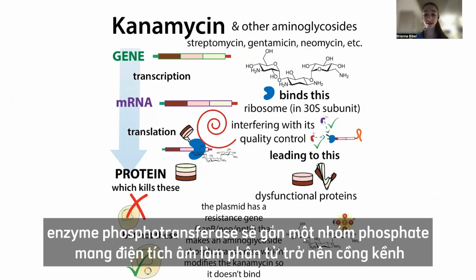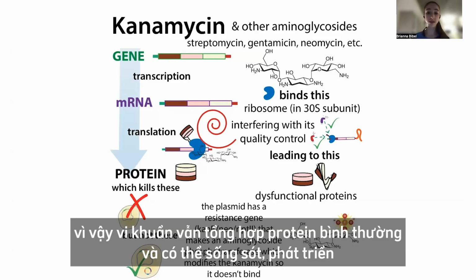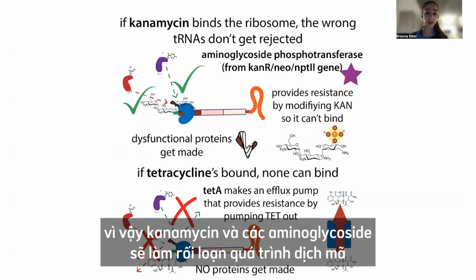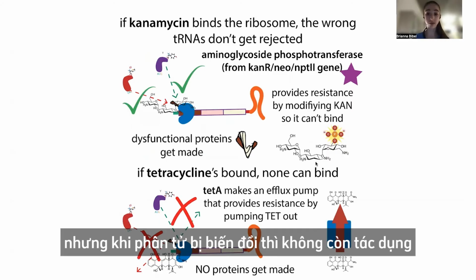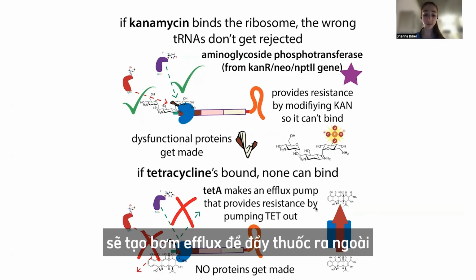A phosphotransferase transfers a phosphate group, this negatively charged bulky group, onto the drug. This makes it so that it's not going to bind to the ribosome, and therefore the bacteria make proteins normally and survive and thrive. So kanamycin and the aminoglycosides mess up proofreading, and then the resistance enzyme modifies the molecule so it can't bind, all's good. Tetracycline prevents protein making, and TET-A makes an efflux pump that pumps it out.